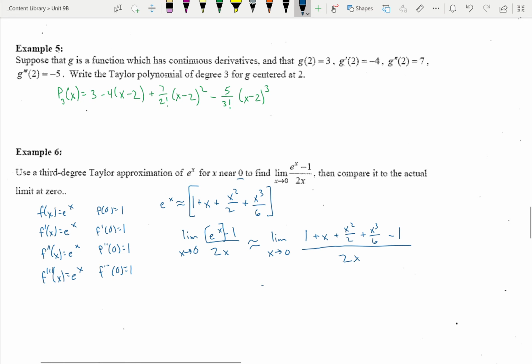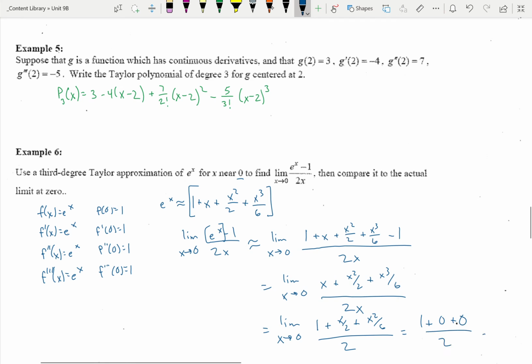And if I simplify this, the 1's cancel out, so I've got the limit as x approaches 0 of x plus x squared over 2 plus x cubed over 6, all divided by 2x, and there's a common factor of x that we can divide out, and if we do that, we get 1 plus x over 2 plus x squared over 6 divided by 2, and now that the x is canceled out, I can see that I'm left with 1 plus 0 over 2, or 1/2.